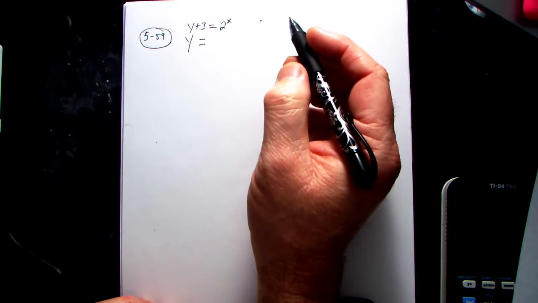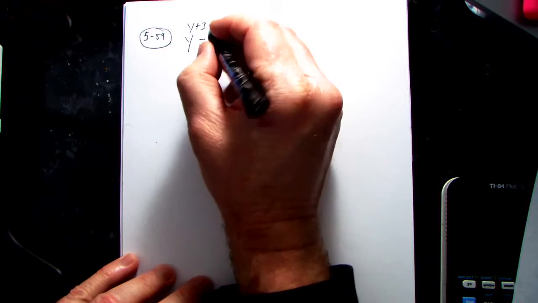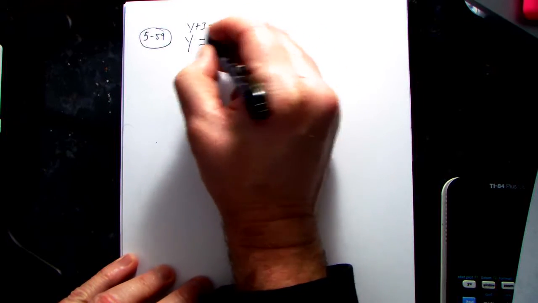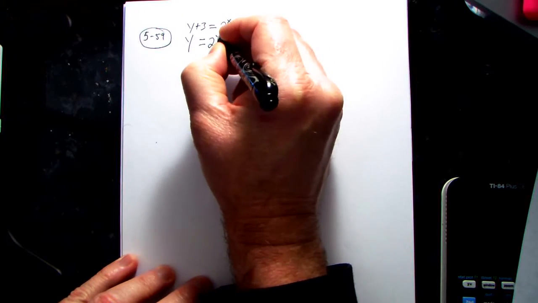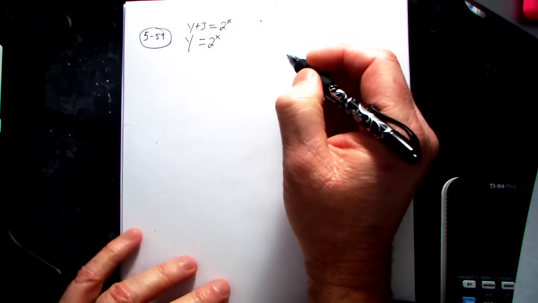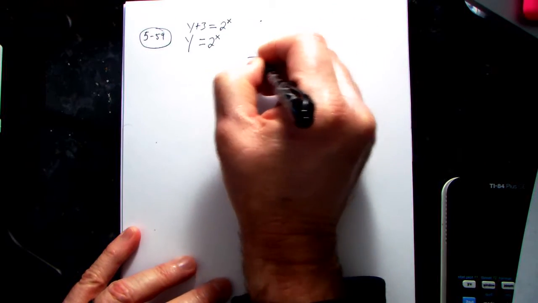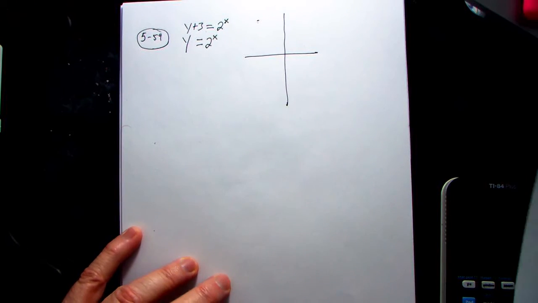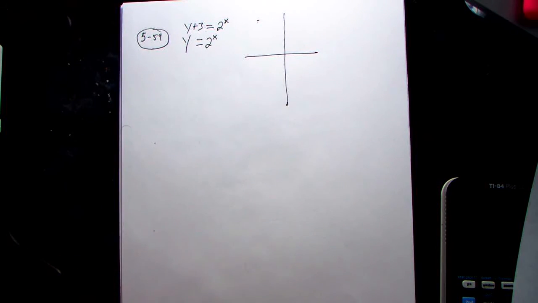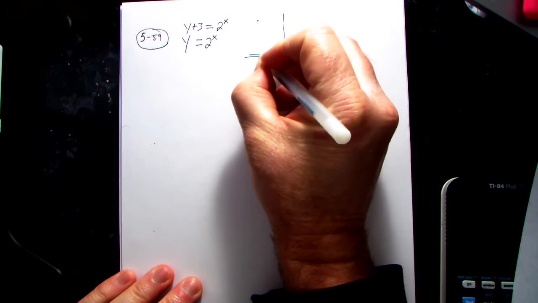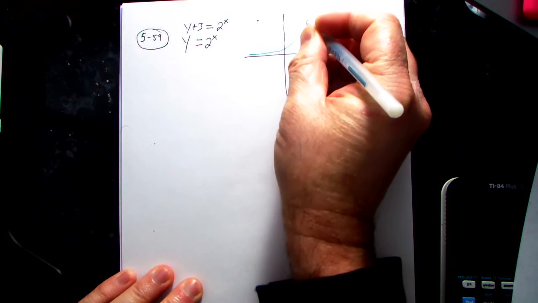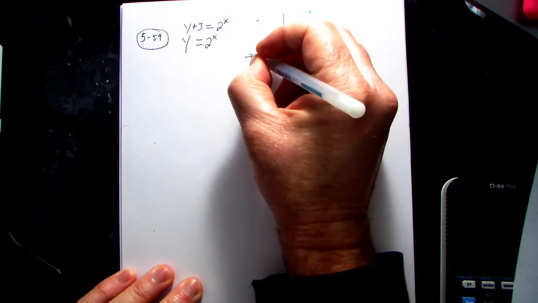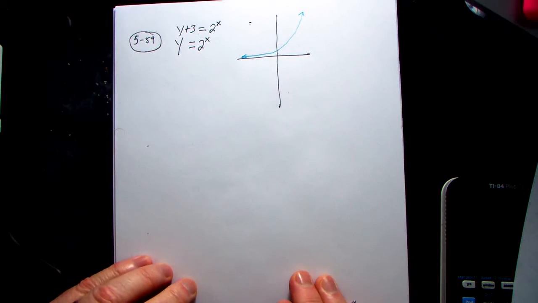So the first thing I would do is ignore some of the transformation parts of it and think about what y equals 2 to the x looks like. If we were to just sketch a graph of that, it would look something like this. So that's an exponential graph, roughly y equals 2 to the x.